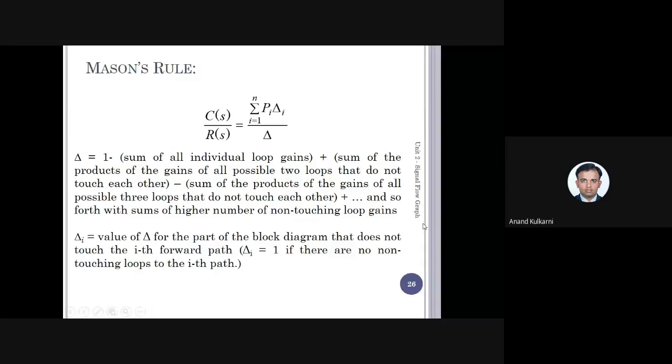It is the sum of the product of the gains of all possible 3 loops that do not touch each other. Plus so on. You write so on. Because usually in terms of problems, we most of the time only reach this 1 minus plus minus. So up to 3 loops only we do. We don't usually go for the 4th loop. That becomes necessary only if there is a very complex problem. But even then, you just note this down.